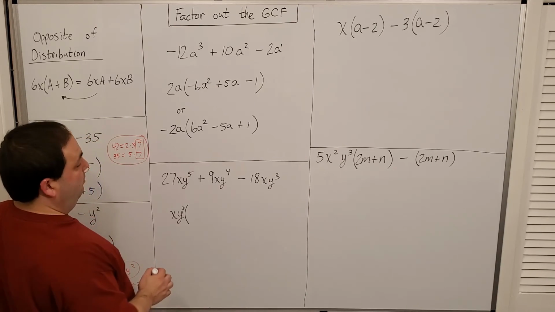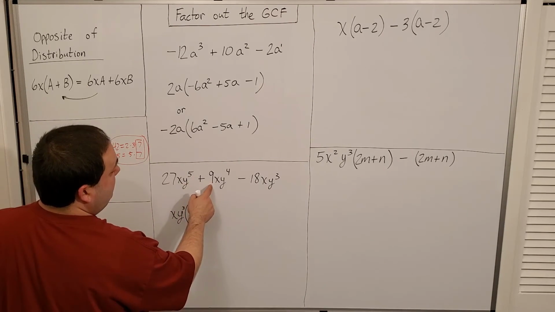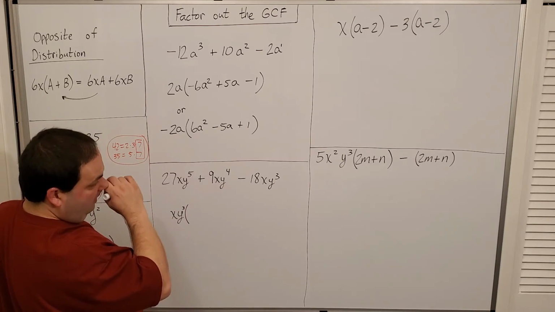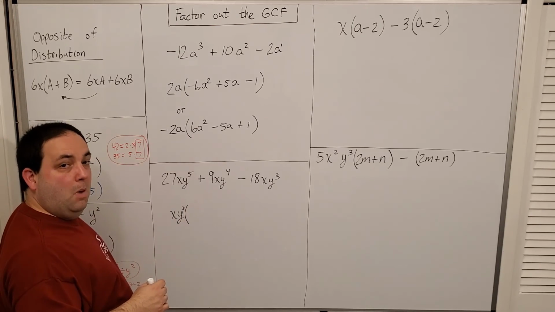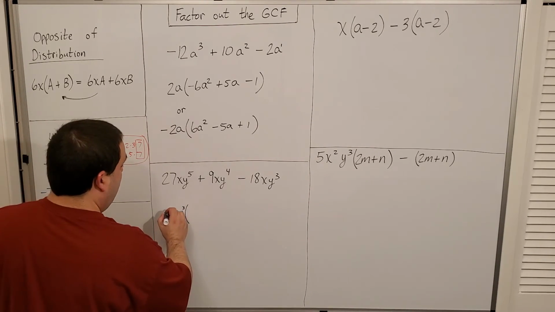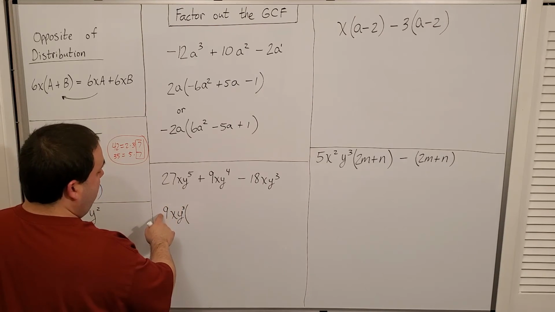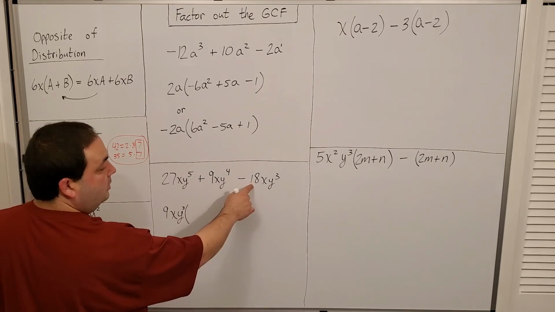Okay, now let's do the numbers. 27, 9, and negative 18. Well, it would seem to me that all of them are multiples of 9. I'm going to do 9 here because 9 can go into 27, 9 can go into 9, and 9 can go into 18.